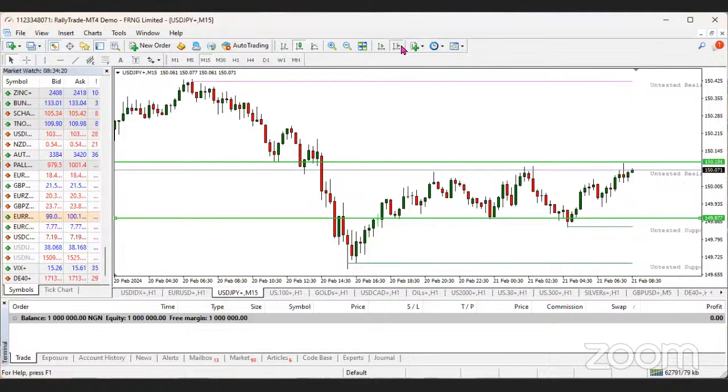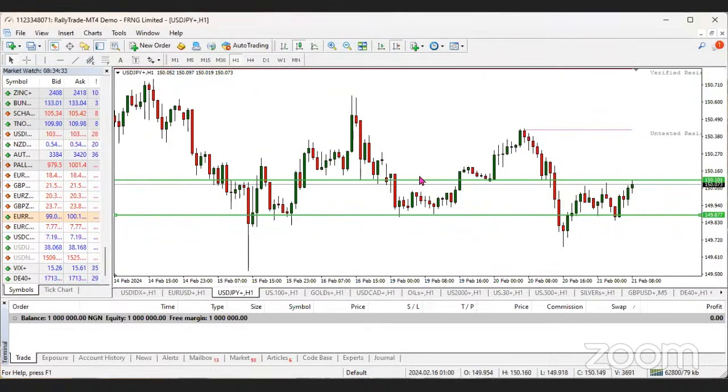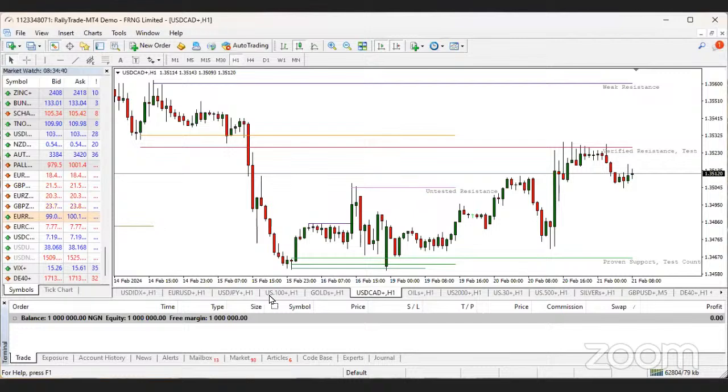Looking at it safe, I'm still going for a buy on this 15 minutes time frame. So you can actually scalp buy and sell on the 15 minutes time frame if you're more of a scalper and not a long-term trader, or a 1 hour trader. So looking at it technically, it's more of a buy on USD JPY. All right, let's look at USD CAD.